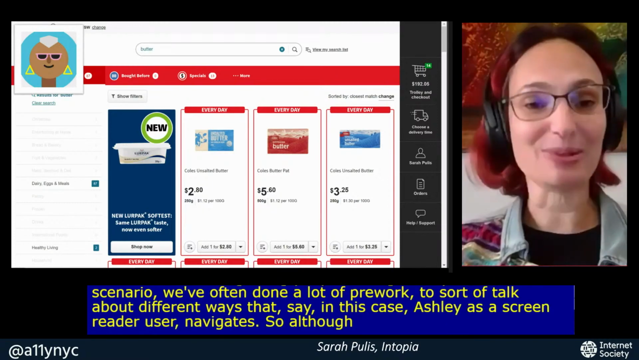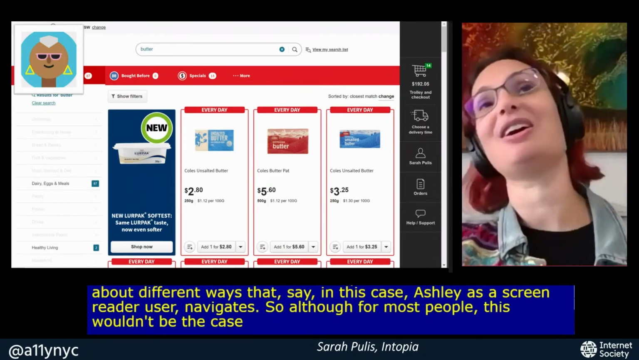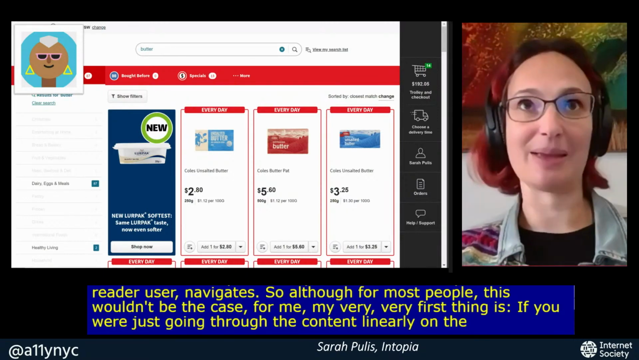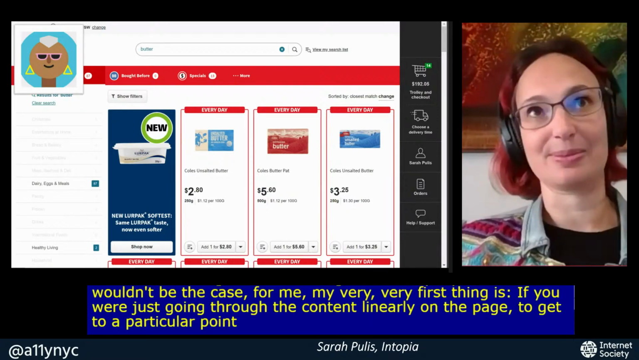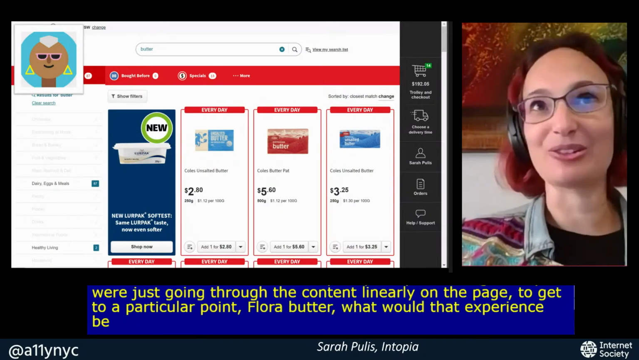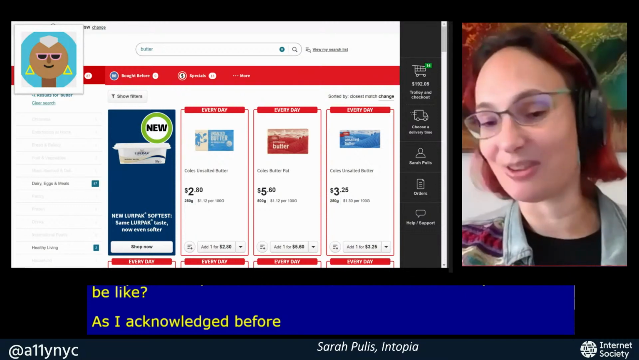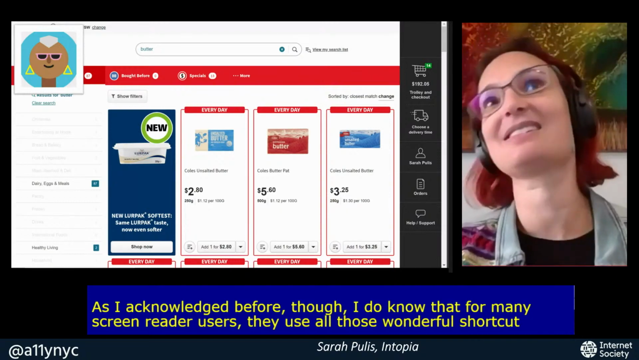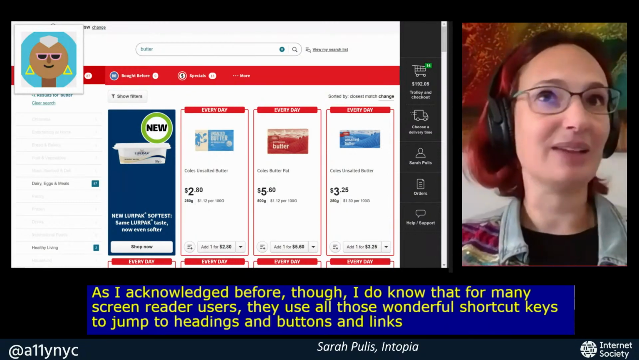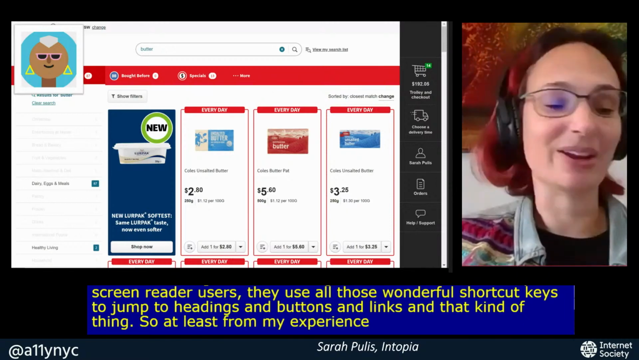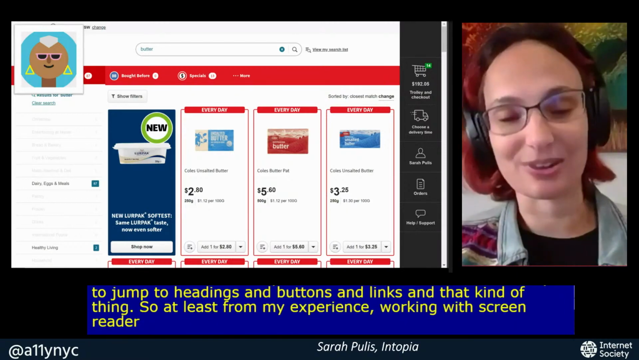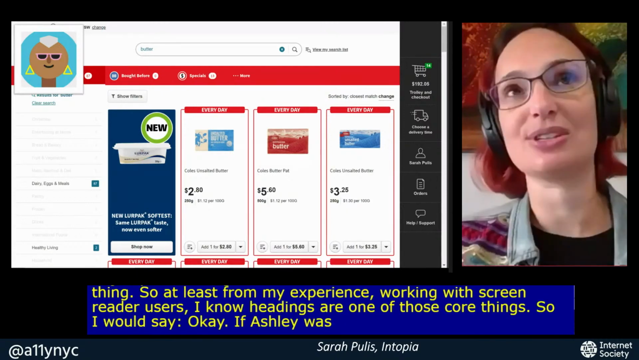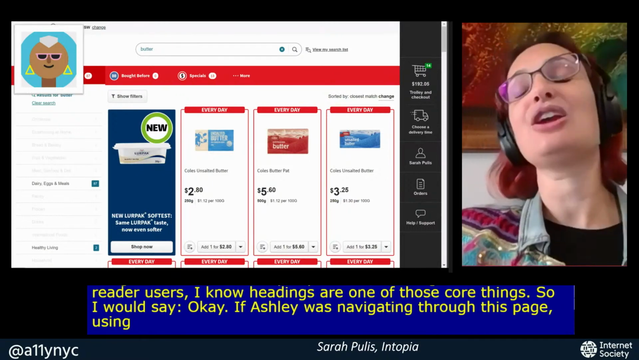So, although for most people this wouldn't be the case, for me, my very first thing is, if you are just going through the content linearly on the page to get to a particular point, Flora Butter, what would that experience be like? As I acknowledged before, though, I do know that for many screen reader users, they use all those wonderful shortcut keys to jump to headings and buttons and links and that kind of thing. So at least from my experience working with screen reader users, I know headings are one of those core things.